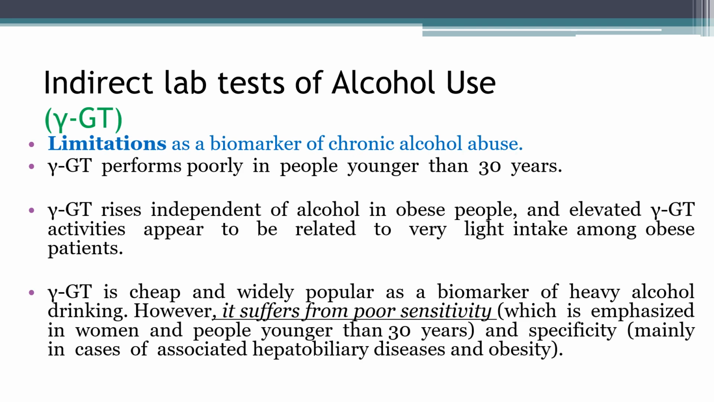The limitations are it performs poorly in younger persons below 30 years of age. It also rises independent of alcohol in obese persons. If an obese person is consuming alcohol in a small amount, the gamma GT may rise disproportionately to the amount of alcohol consumed. So it has a poor sensitivity because of the multifactorial reasons. The MCV is considered more reliable than the gamma glutamyl transferase, but it is also important as well.